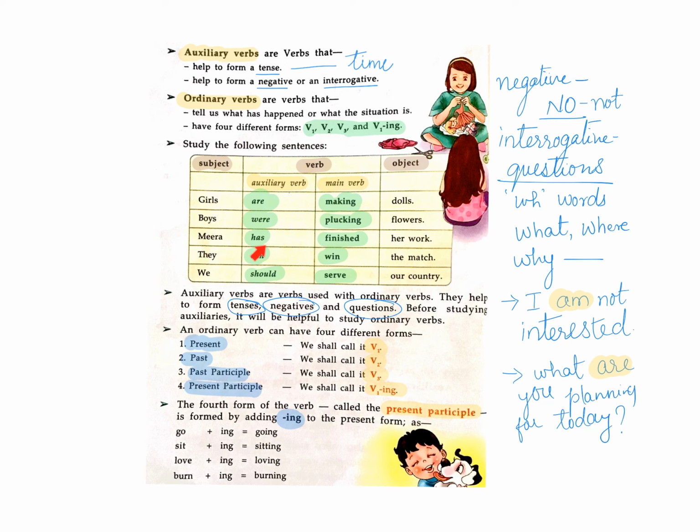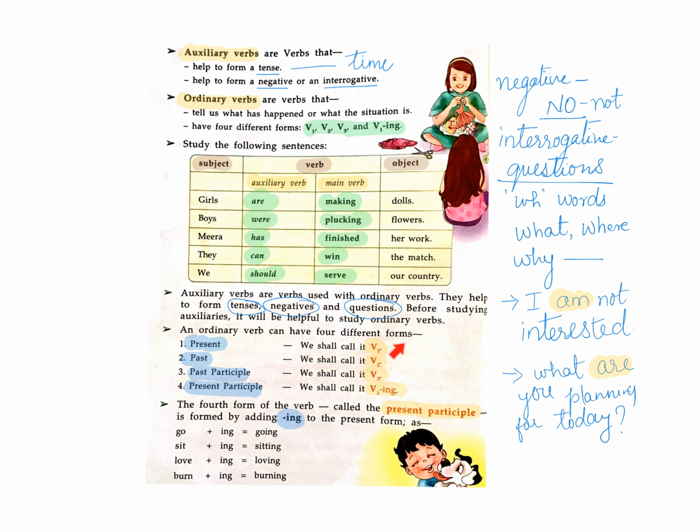Next sentence: Meera has finished her work. Here the subject is Meera, the helping verb is has, the main verb is finished, and the object is her work. So, auxiliary verbs are the verbs used with the ordinary verbs. They help to form tense, negatives, and questions. Before studying auxiliary verbs, it will be helpful to study ordinary verbs. And the ordinary verbs are defined into four parts that we learned before. That is verb 1, verb 2, verb 3, verb 1 plus ing.